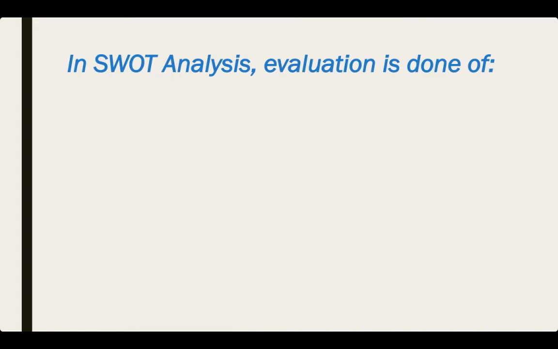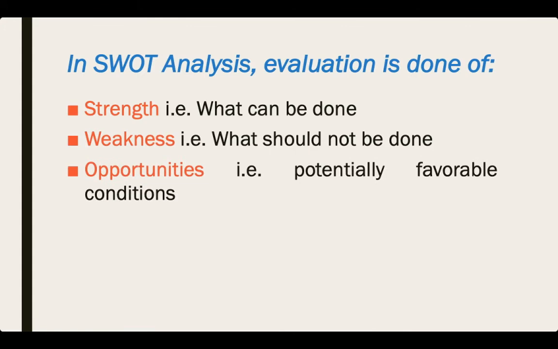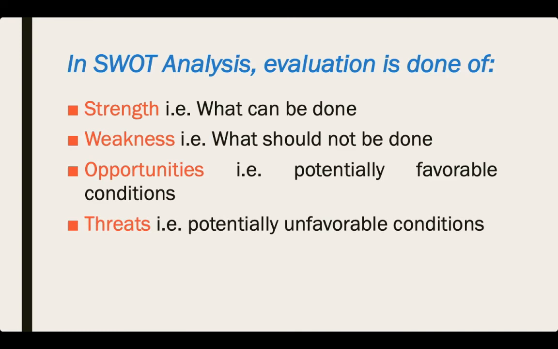Now the question is, how do we do the SWOT analysis? In order to do a SWOT analysis, we follow certain processes. But before that, we need to know why we should do the SWOT analysis. SWOT analysis is done basically to evaluate the strengths, that is, what can we do? The weaknesses, what should not be done or what we cannot do? Opportunities, what are the favorable conditions which we have based on our strengths? The threats, what are the unfavorable conditions which exist due to our weaknesses?